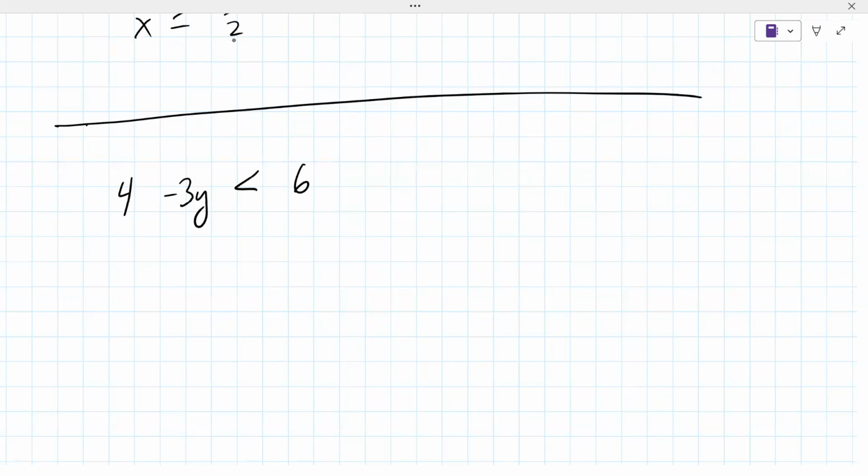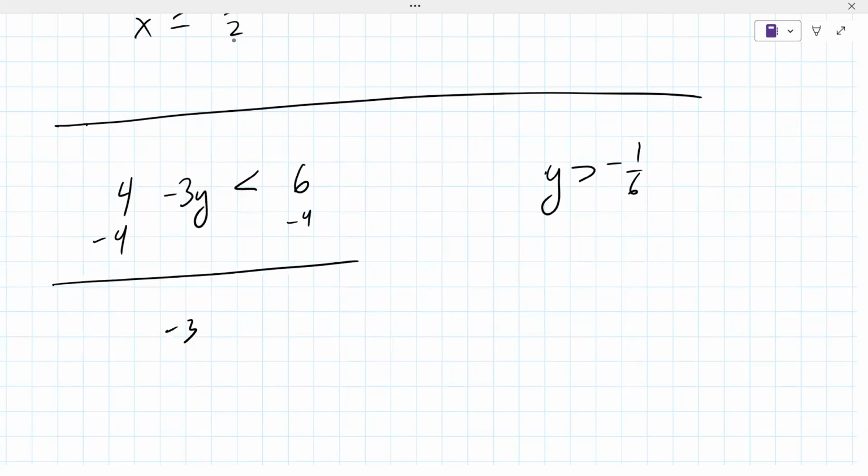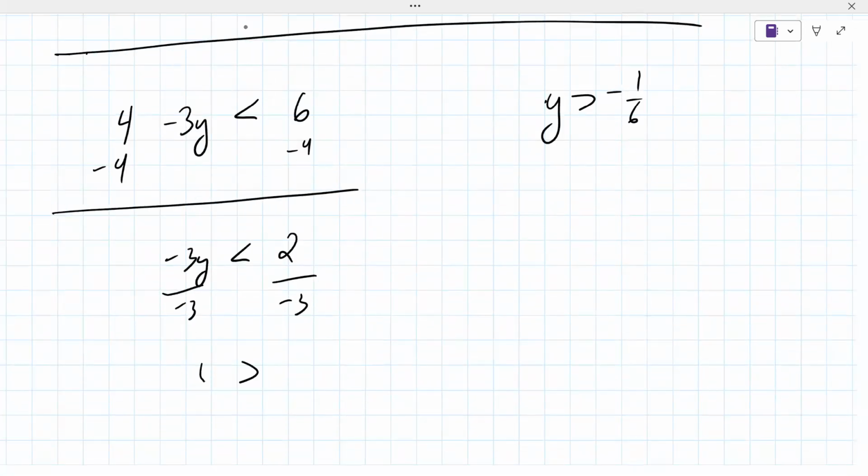Y is greater than -1/6. Okay, so did you subtract 4 from both sides? Yes. So it's -3y less than 2. Yeah. Then you're dividing by -3. Yes. So you flip the inequality. Y is greater than, though I got -2/3.